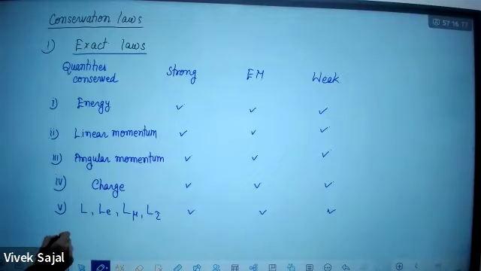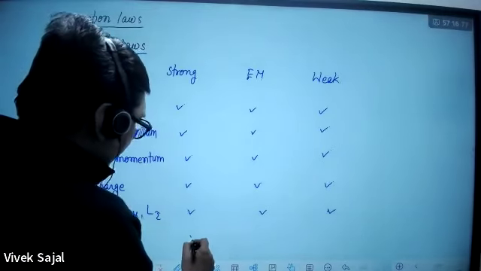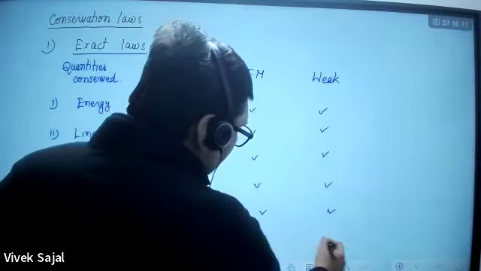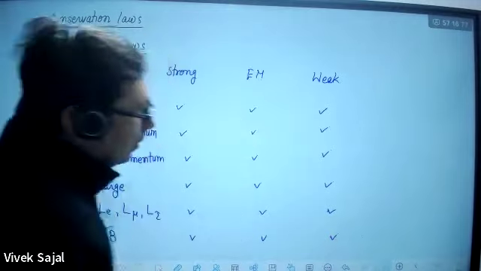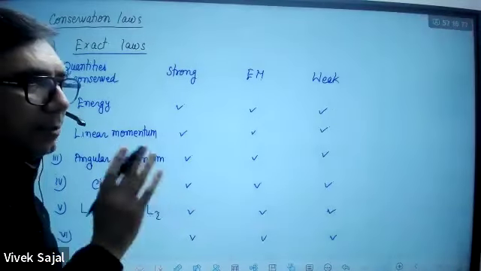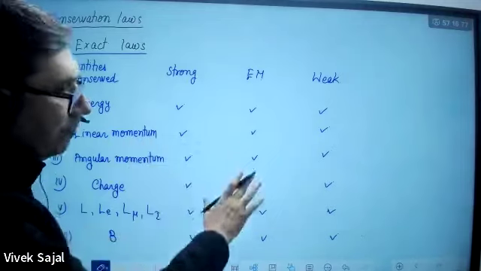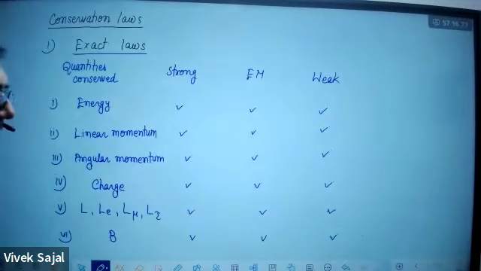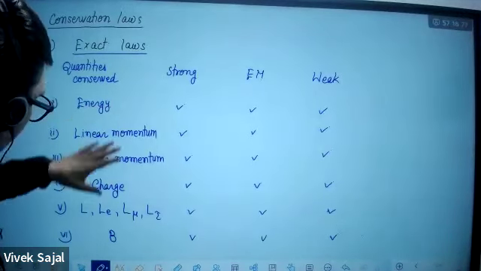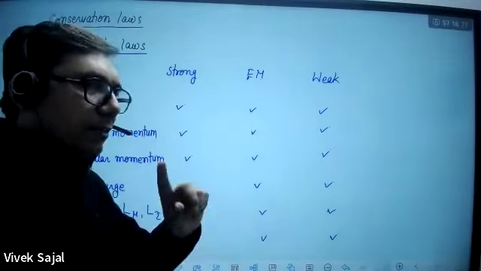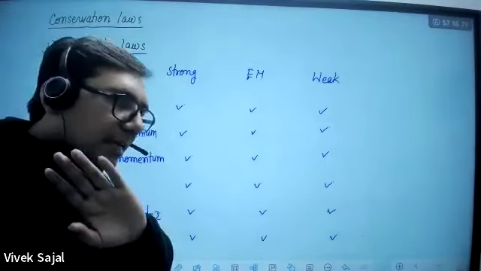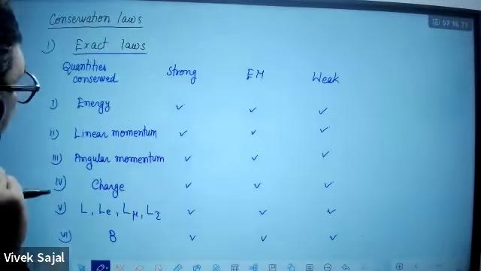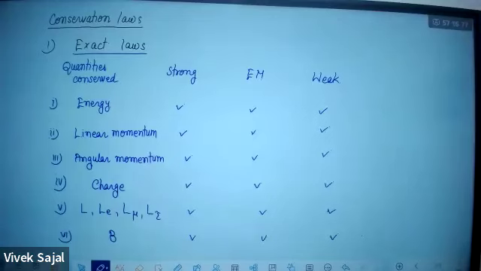And last is baryon number, B. Baryon number should also be conserved. So here there is no choice. A reaction or interaction will be possible only if all these conservation laws are followed. If out of these six, even a single one is not followed, then that interaction is not possible.